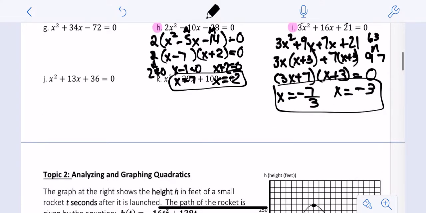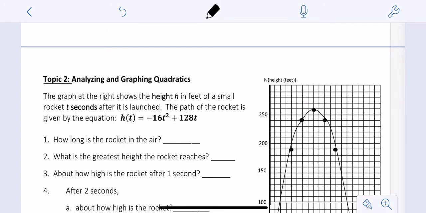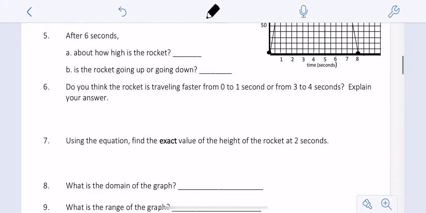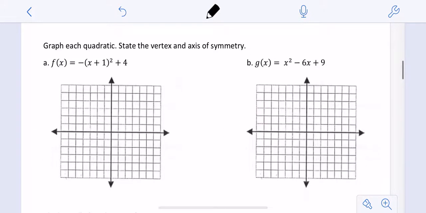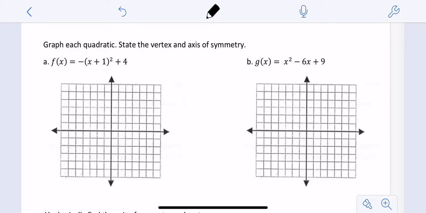Okay, let's keep going. So analyzing graphs, I actually think we're pretty strong at. I'm going to skip over that for right now because I don't think that's something we need a ton of practice on. Let's look at graphing these quadratics, stating the vertex and axis of symmetry. And two different things you need to do to be able to do this. So number one, to graph it, you can just put it in your calculator. That totally works. But we are going to find vertex and axis of symmetry here.